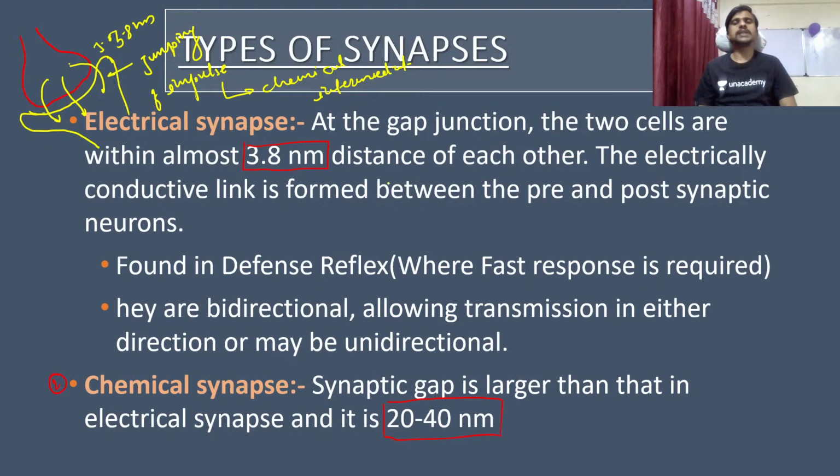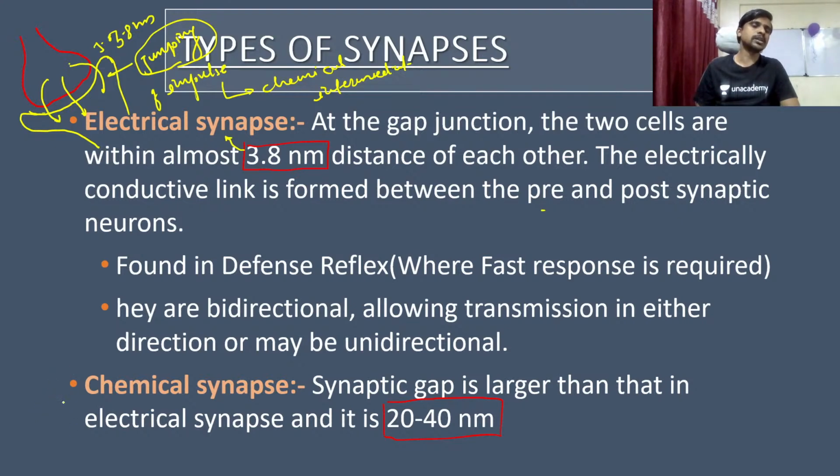This jumping of impulse does not require any chemical intermediate. Okay, so due to the very low gap, an electric conduction link is formed between the pre and post synaptic neurons. So there is one link between the pre and post synaptic neuron, and that is why the jumping of a signal happens, and this jumping of signal always happens inside the electric synapse and never happens inside the chemical synapse.